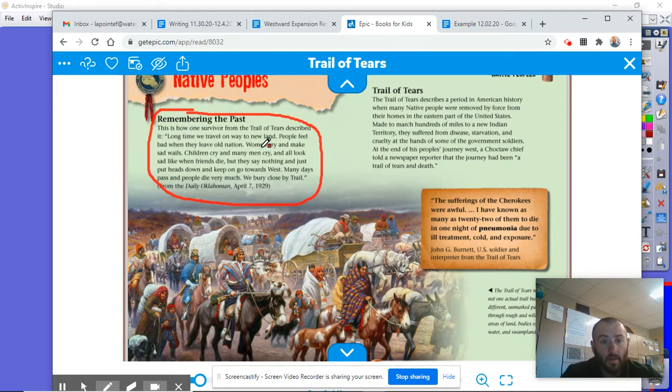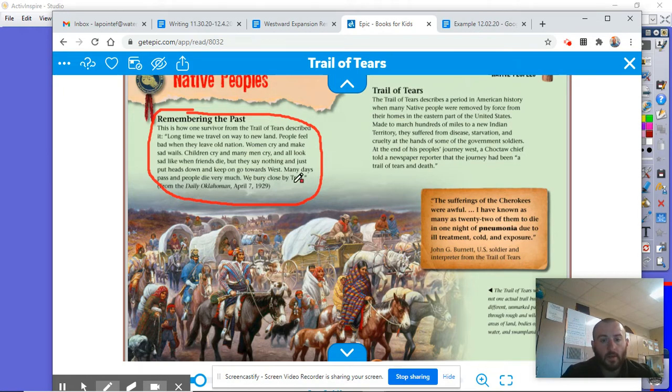Long time we travel on the way to new land. People feel bad when they leave old nation. Women cry and make sad wails. Children cry and many men cry, and all look sad like when friends die. But they say nothing and just put heads down and keep on, go towards west. Many days pass and people die very much. We bury close by trail. So that's from the Daily Oklahoman, April 7th, 1929.